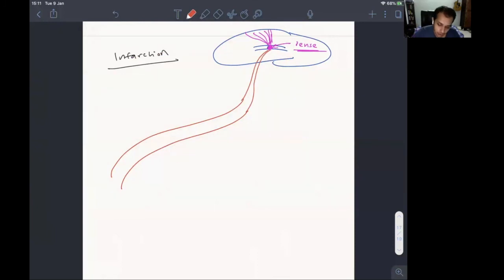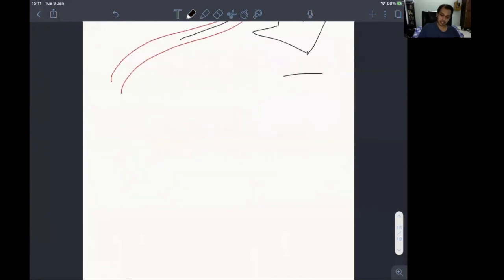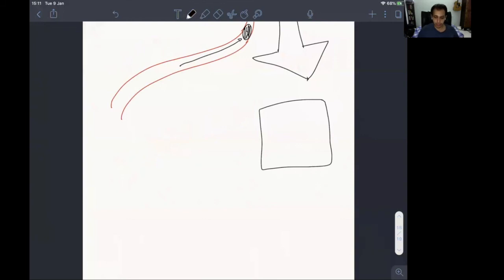Okay. Now suppose there is a clot here. If there is a clot here, your blood will not be able to reach the internal capsule, and that means that there is an infarction. So when I say infarction, what do I mean? If this is the cortical area, this is the area that this blood vessel was supplying. Initially, there will be signs of ischemia and necrosis at the center.